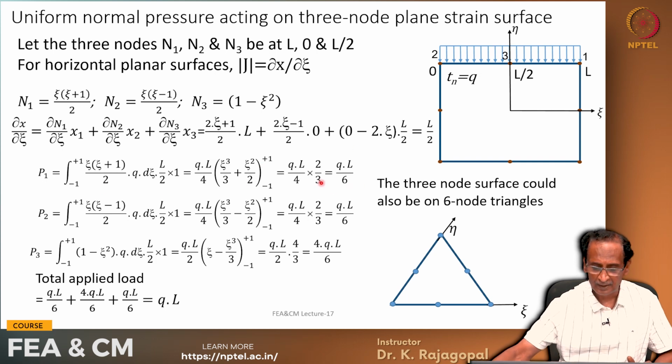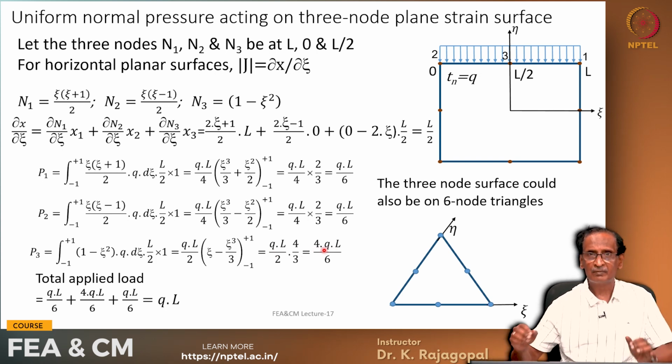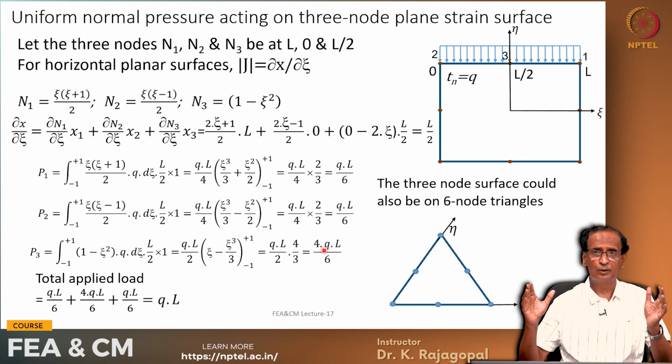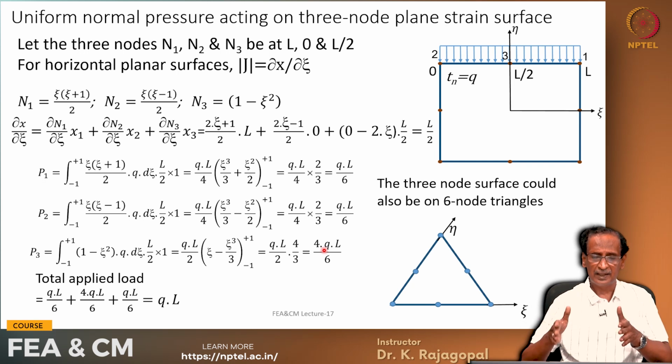So, P1 is QL by 6, and then P2 is also QL by 6 if you do this integration. Then P3 is 1 minus xi square, that is the shape function, Q d xi, L by 2 times 1, and this comes out as 4 QL by 6. We see that at the two corner nodes the load is QL by 6, whereas at the center node, the mid side node, it is 4 QL by 6.